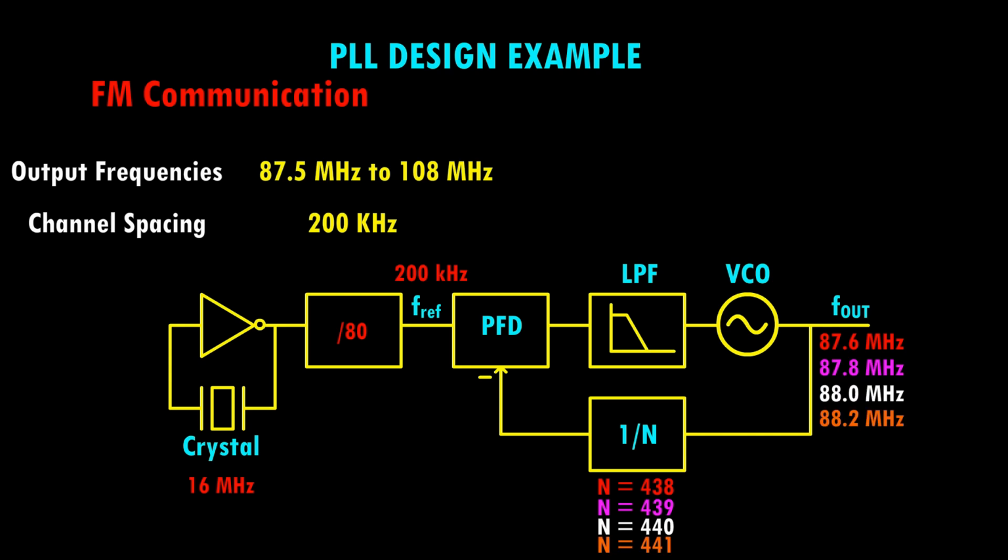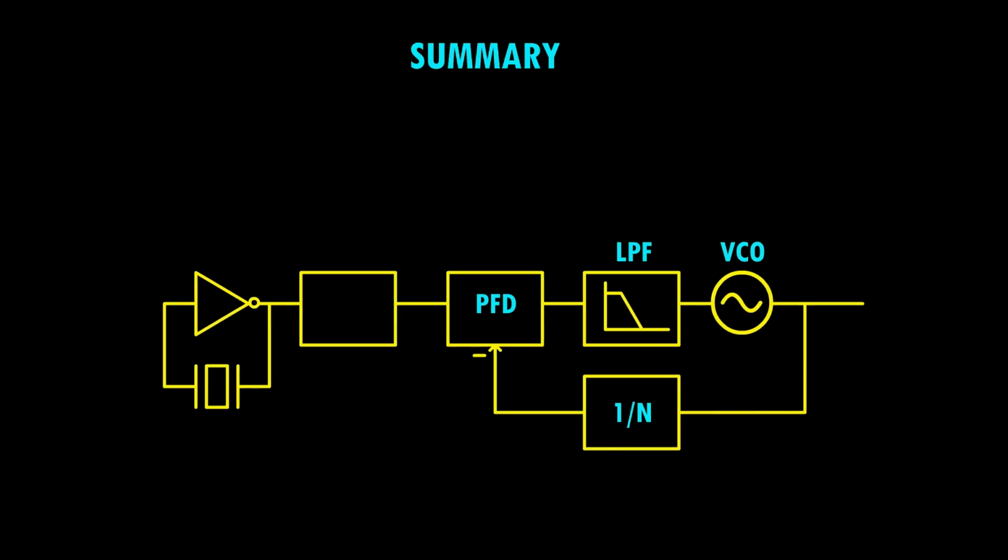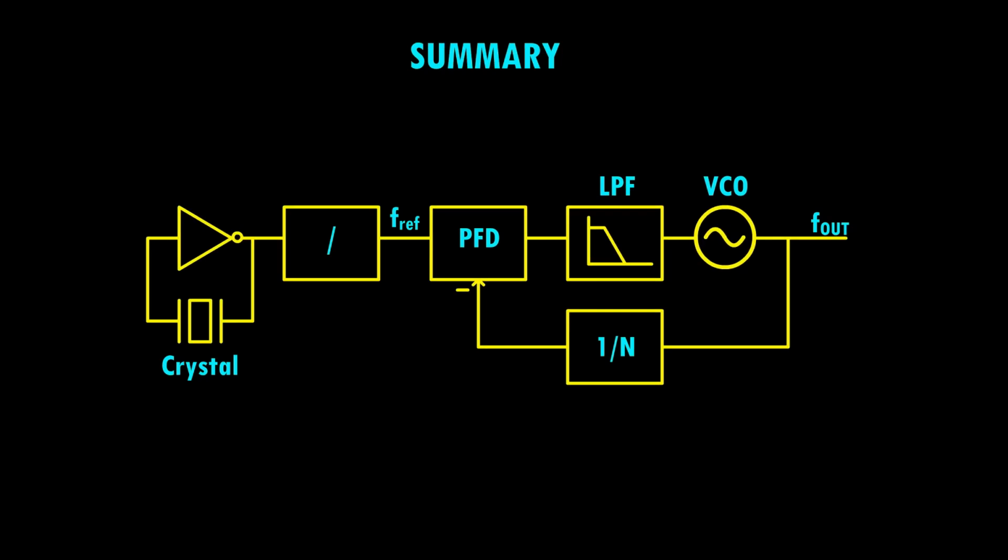In this way, just by changing the division ratio in the PLL feedback, we are able to generate output frequencies which are also precisely locked with the good phase noise of the crystal oscillator. This concludes our introduction to phase lock loops.